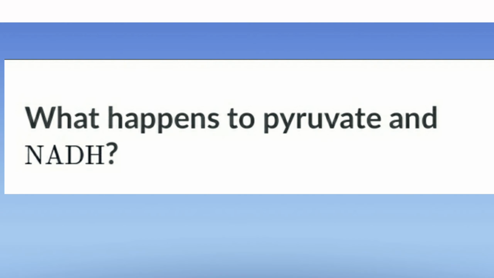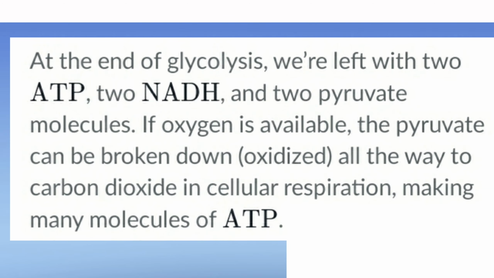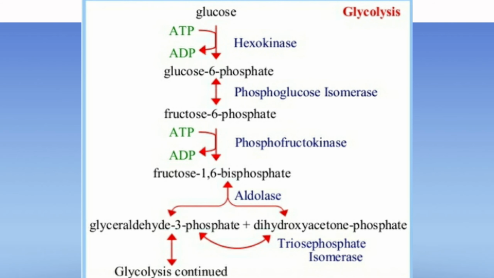Now, what happens to pyruvate and NADH compounds, children, which are produced during glycolysis? At the end of glycolysis, we are left with 2 ATP, 2 NADH, and 2 pyruvate molecules. If oxygen is available, the pyruvate can be broken down or oxidized to produce carbon dioxide in cellular respiration, making many molecules of ATP. Now we shall see the overall process of glycolysis.